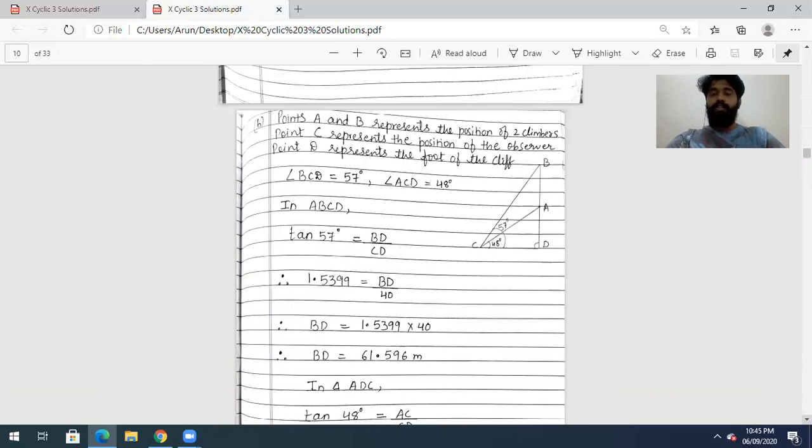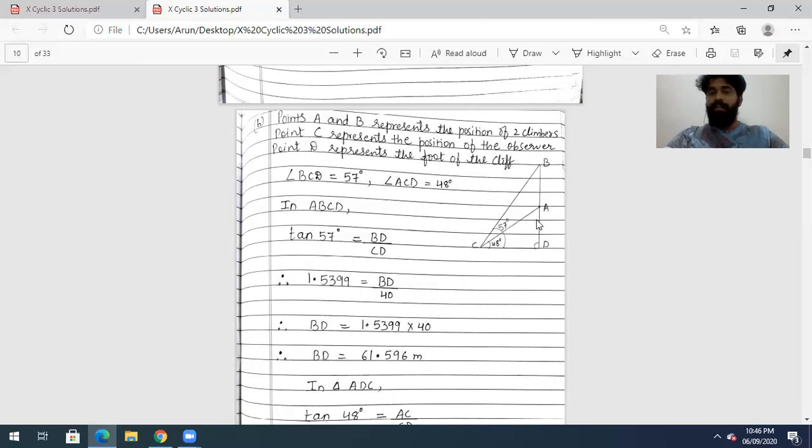Moving on to the next question. Two climbers are at points A and B on a vertical cliff face. So we'll make a vertical cliff face, mark the two climbers at A and B. To an observer C, which is 40 meters from the foot of the cliff. So an observer C is 40 meters away from the foot of the cliff on the level ground. A is at an elevation of 48 degrees and B of 57 degrees. What is the distance between the climbers?